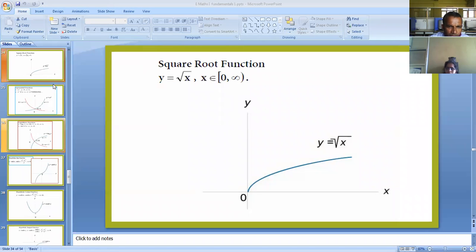So in this session, we have to study the theoretical as well as graphical representation of various kinds of functions. Now see here, there is a function like y is equal to root of x, meaning y square is equal to x, for all x belonging to the interval closed-open, from 0 to infinity. Means x is taking its values from 0 to infinity.